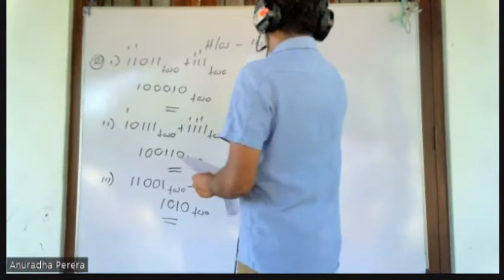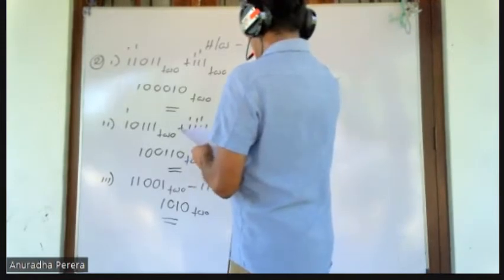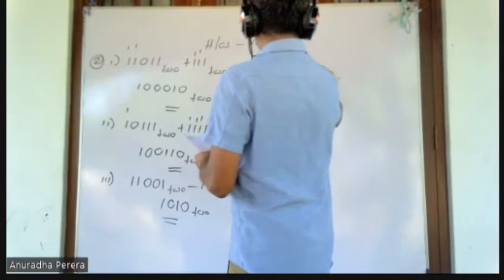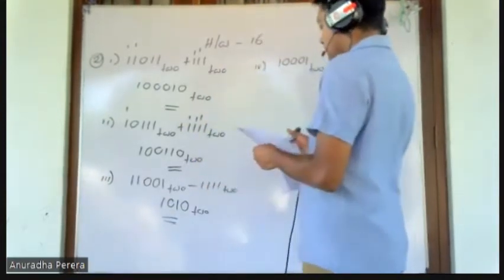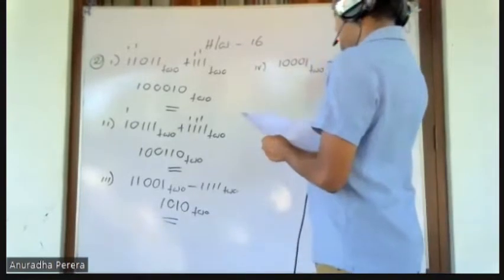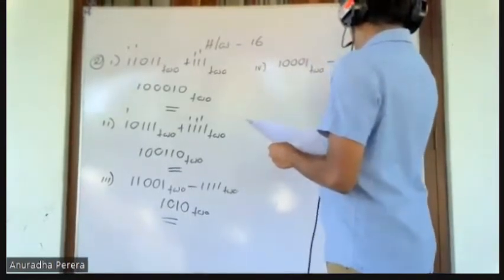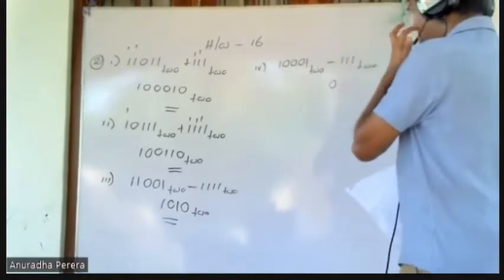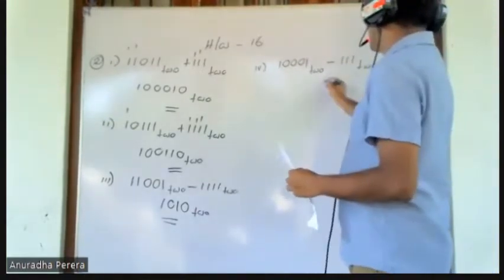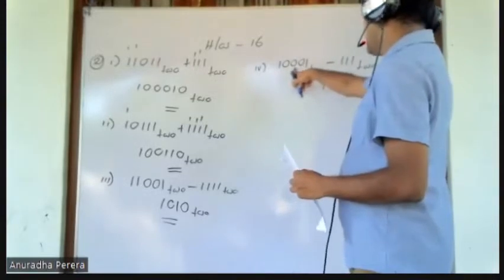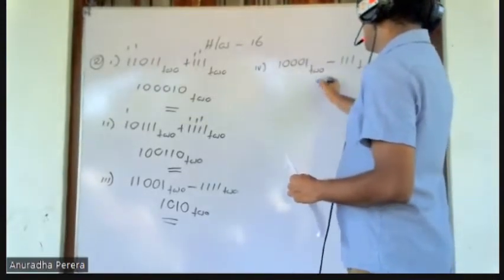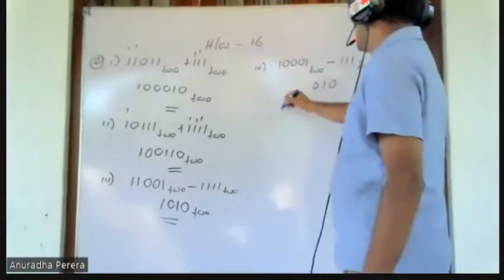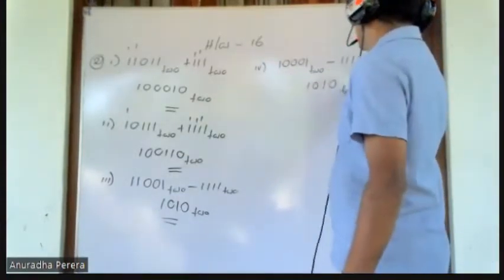Fourth question. 10001 minus 111. 1 minus 1 0. Take 110 minus 11. This value is 1. 1 minus 1 0. This one also 1. This is yes.